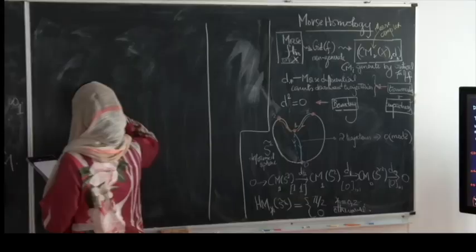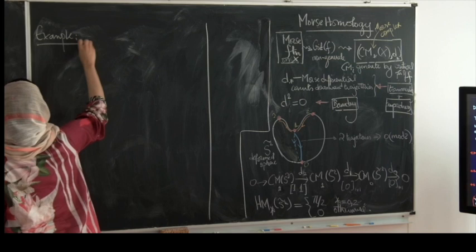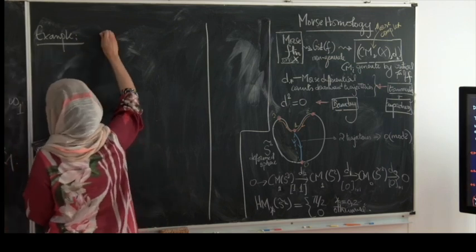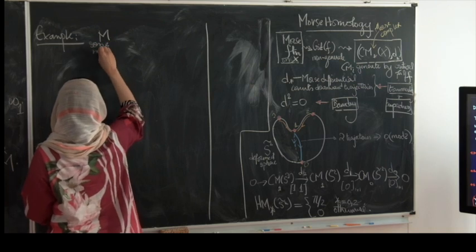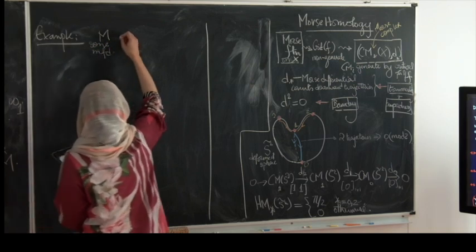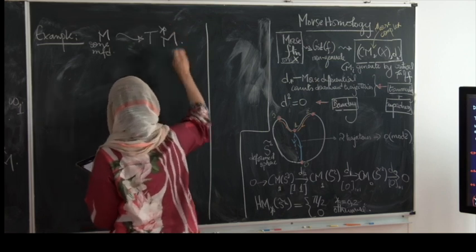So I'll do that later. Example. So I'm looking at M, some manifold, no restriction on its dimension or whatever. And I'm looking at the cotangent bundle.